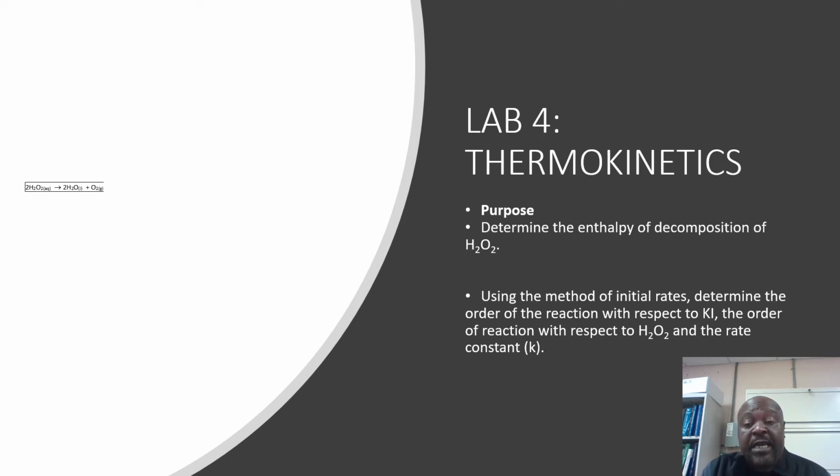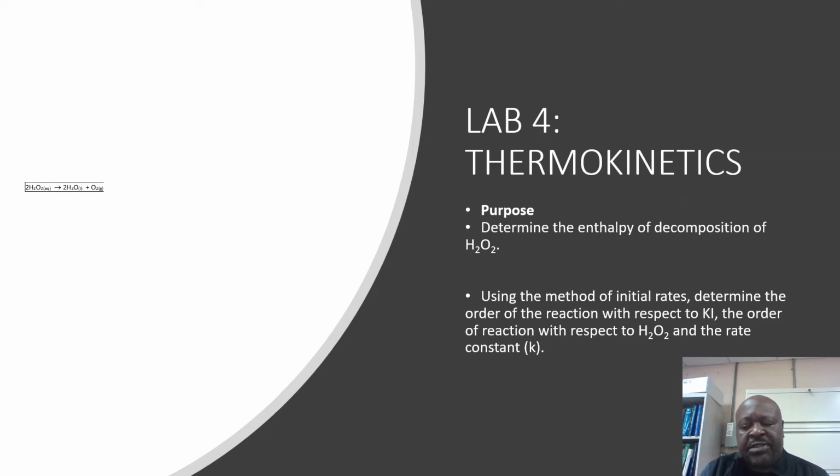1520, Lab 4, Kinetics. So we have a reaction and we want to determine the orders of reaction with respect to each reagent and also determine the rate constant K. Now you guys have heard in lecture how to do so.